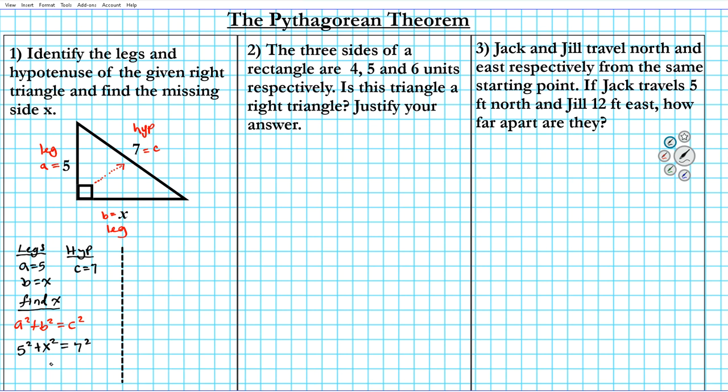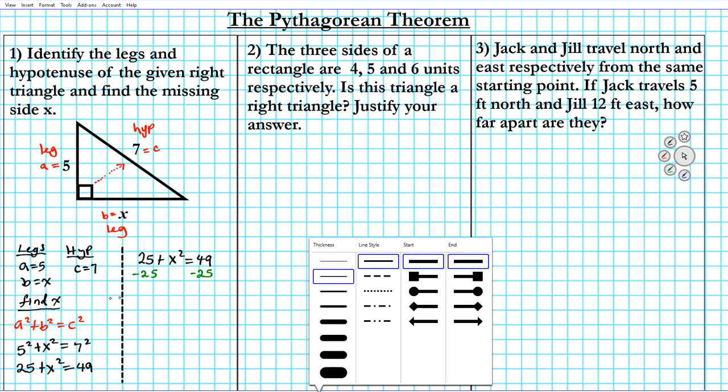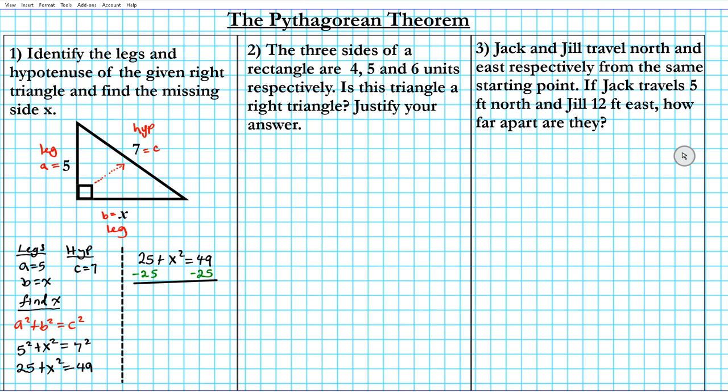So now we have a quadratic equation. We're going to solve this. First of all, let's simplify it as much as we can. Evaluate the squared constants: 5 squared is 25, plus x squared equals 49. Let's get the variable by itself. To accomplish that, we subtract 25 from both sides of the equation to get the variable term isolated. When we do that, we're left with x squared equals 24.